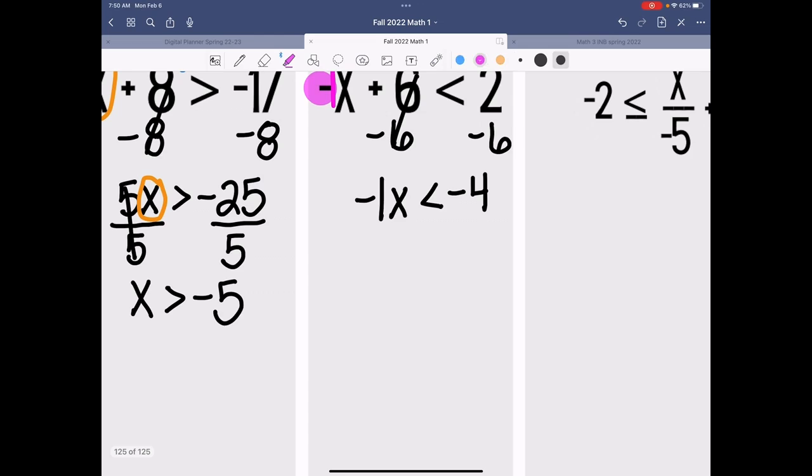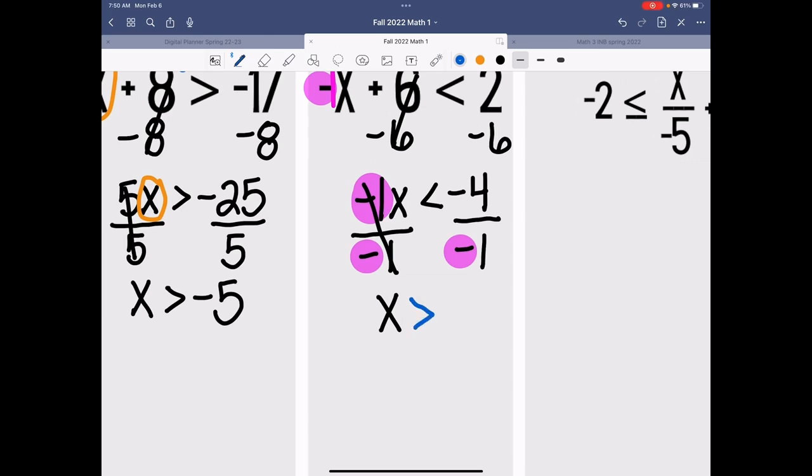Now, when we look at this, this is saying -1 times x. So we're going to have to divide by -1, which at that point, that is my indicator that I'm dividing by a negative. And if I'm going to divide by a negative, remember you got to flip the sign. So instead of less than, this is now going to become greater than, +4.